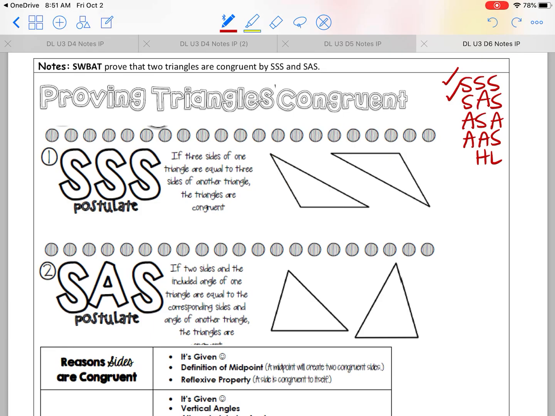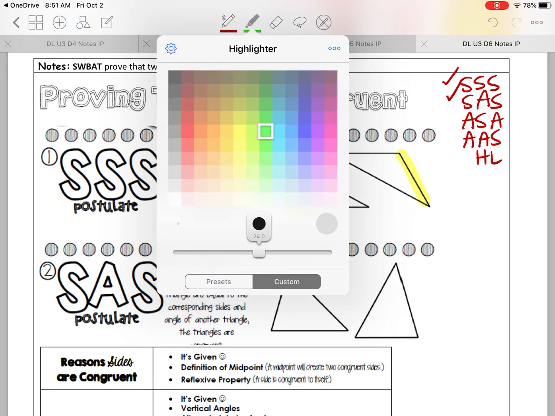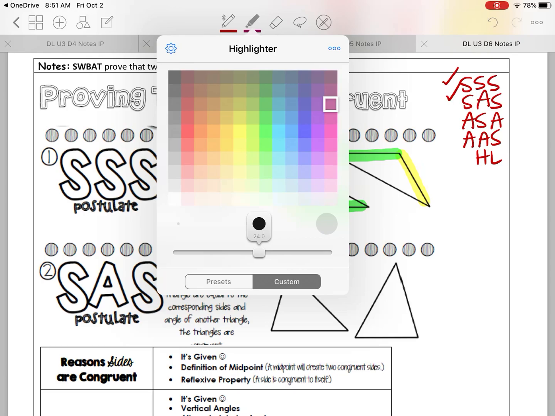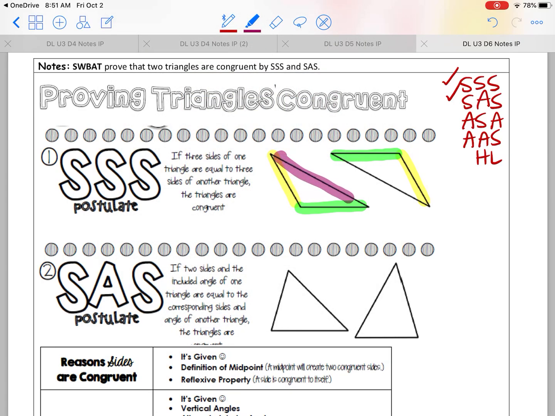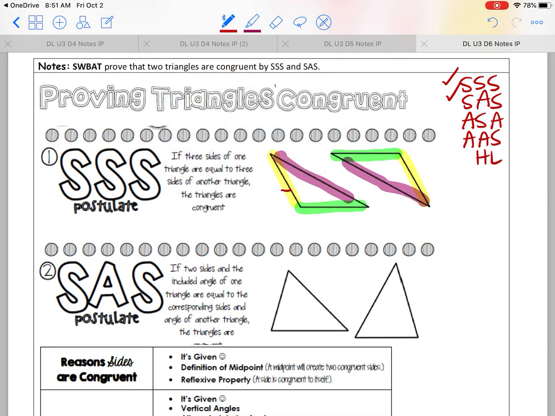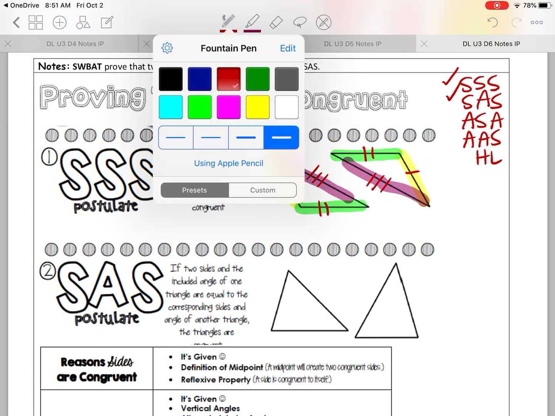So if I tell you that this side is congruent to this one, and this side right here is congruent to this one, then the longest sides are equal as well. Remember, we can put the same number of ticks to indicate that: 1, 2 on the green sides, and 3 on the pink ones.